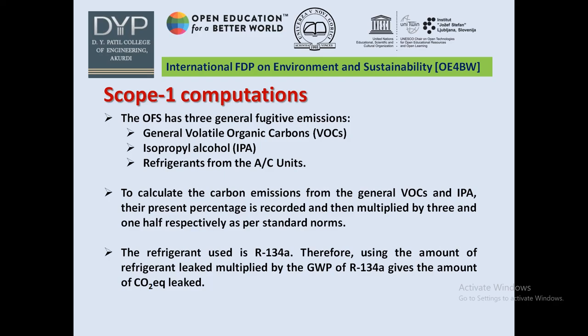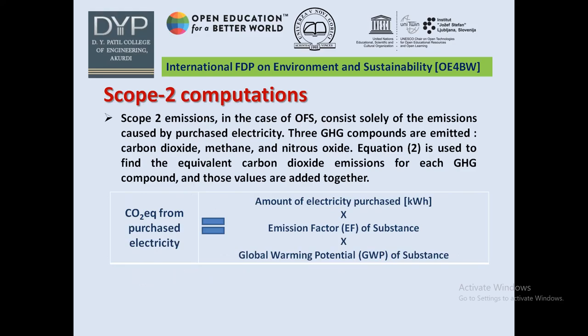Scope 1 computations will continue. The OFS has 3 general fugitive emissions. That is general volatile organic carbons, isopropyl alcohol and refrigerants from the AC units. To calculate the carbon emissions from the general VOCs and IPA, their present percentage is recorded and then multiplied by 3 and 1.5 respectively as per standard norms. The refrigerant uses R134A. Therefore, using the amount of refrigerant leaked multiplied by GWP of R134A gives the amount of CO2 leaked. We will make the actual computations in the later slides.